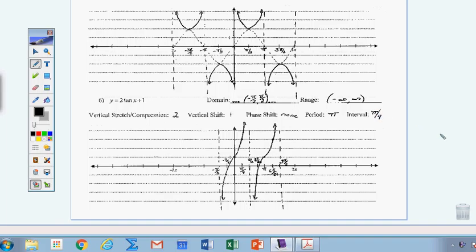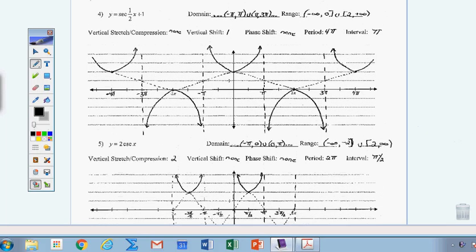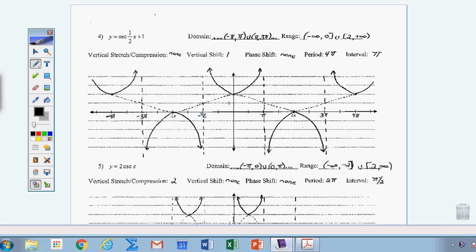So let's shift over to the second page, and let's talk about some secant graphs. This says secant of 1/2 x plus 1. What I always do is change it and say this is the reciprocal of cosine of 1/2 x plus 1. So I would graph this one first.